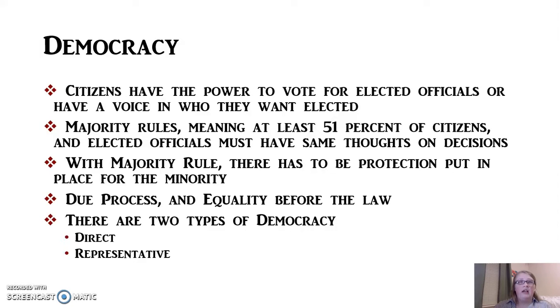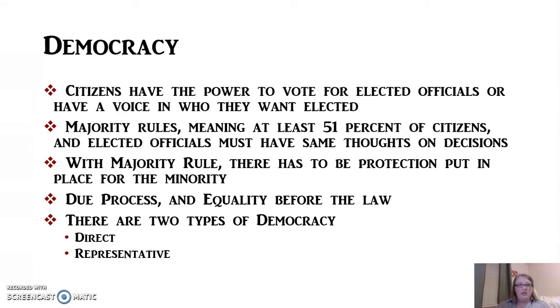A couple other concepts of a democracy are due process, so everyone can have a fair trial, and also everyone can be equal before the law. So it doesn't matter your race, your religion, your gender, your sex, your height, your weight, you will be seen equal in the eyes of the law.